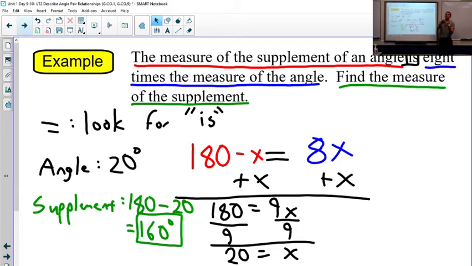So just to recap one more time, here are our steps. We're going to look for our is. That's going to tell us our equal sign. Then we want to set up our equation with the left and right side. We want to look for keywords for what's happening to those angles and the complements and supplements. Solve your equation, and then make sure that you are finding the measurement that you're being asked to find.